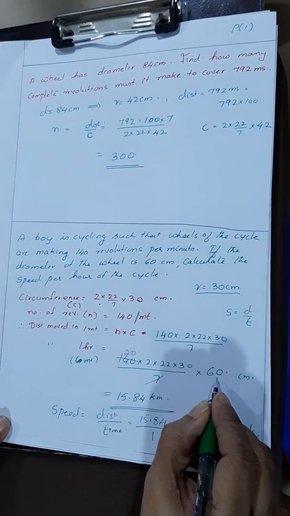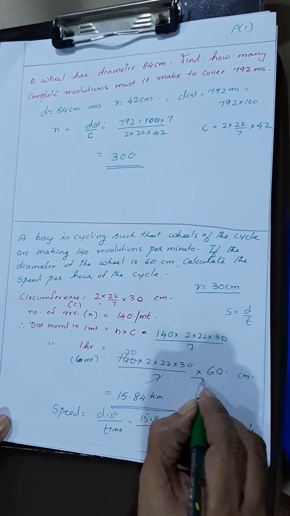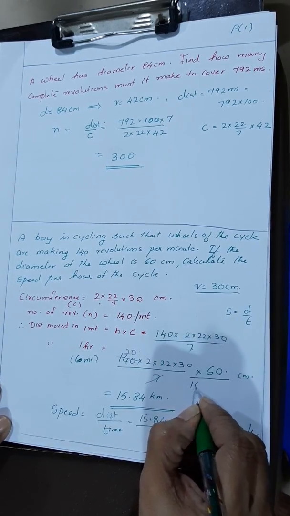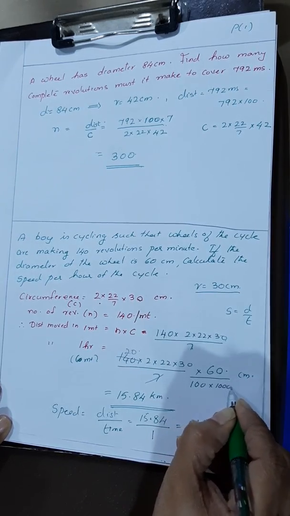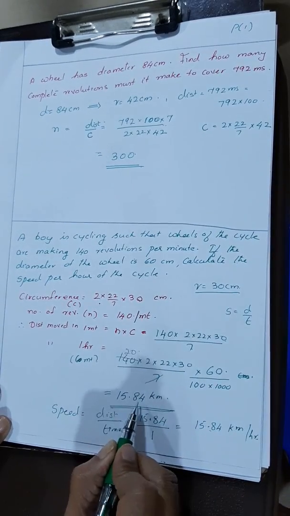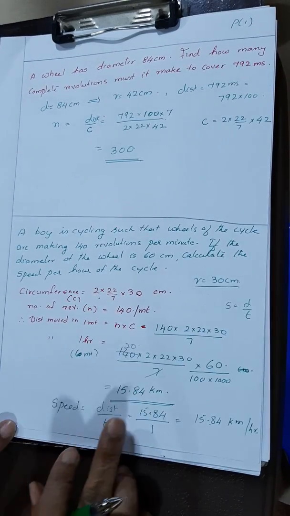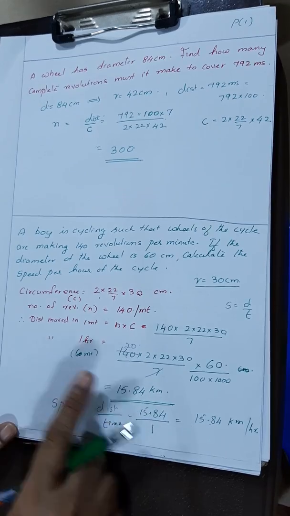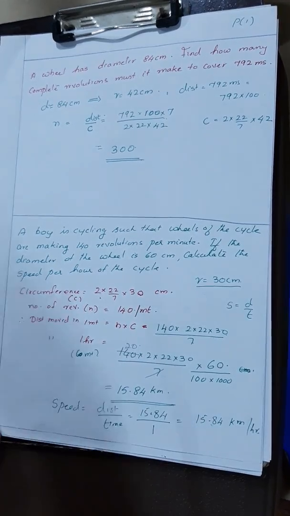So you have to divide this answer by 100 to convert centimeters to meters, and then divide by 1000 to convert meters to kilometers. If you do this calculation, you get 15.84 kilometers. So the speed is equal to distance by time. The distance is 15.84, time is 1 hour, so you get 15.84 kilometers per hour.